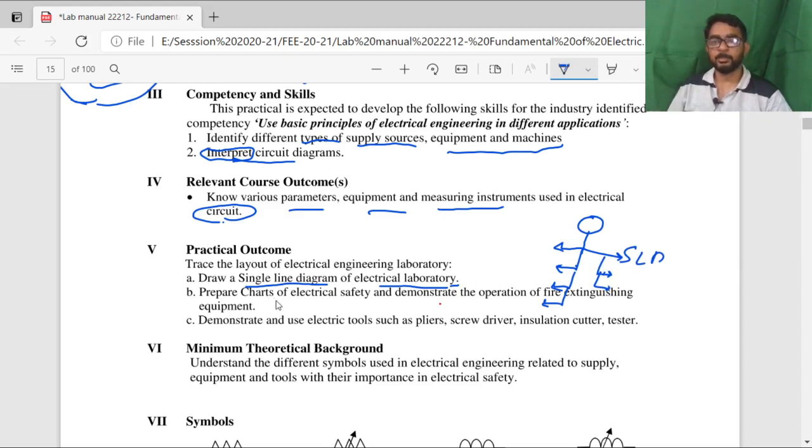He will be able to prepare charts for electrical safety and demonstrate the operation of fire extinguishing equipment. He will also demonstrate the use of electrical tools such as pliers, screwdriver and tester.